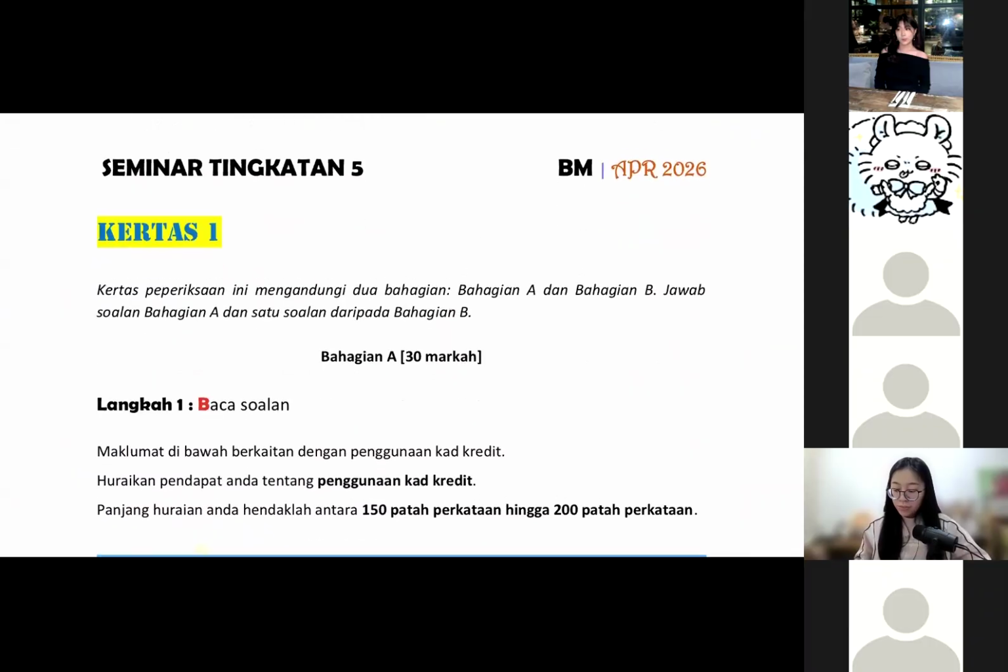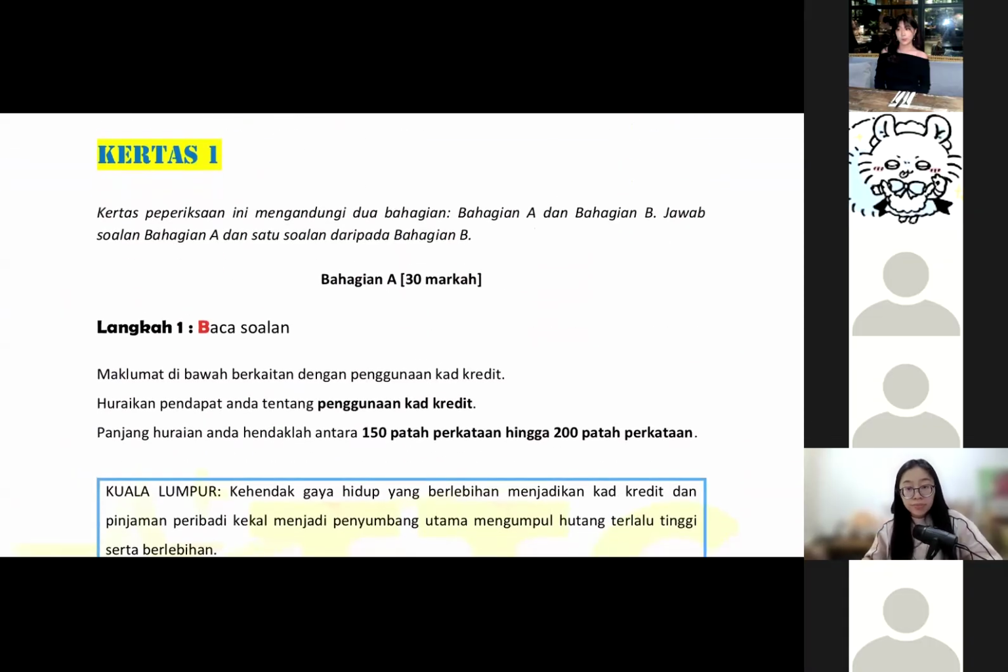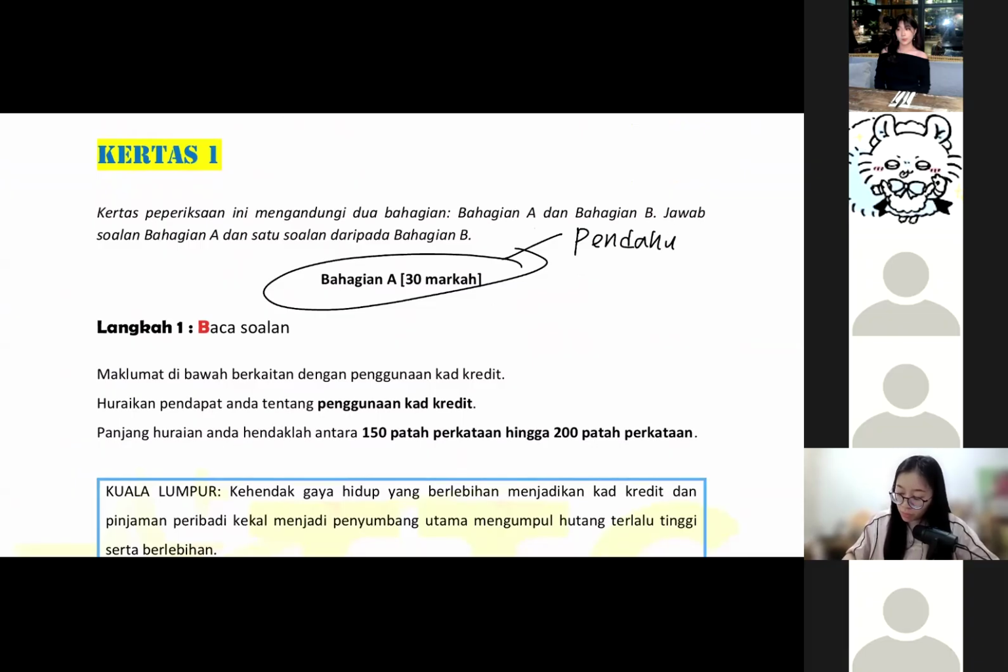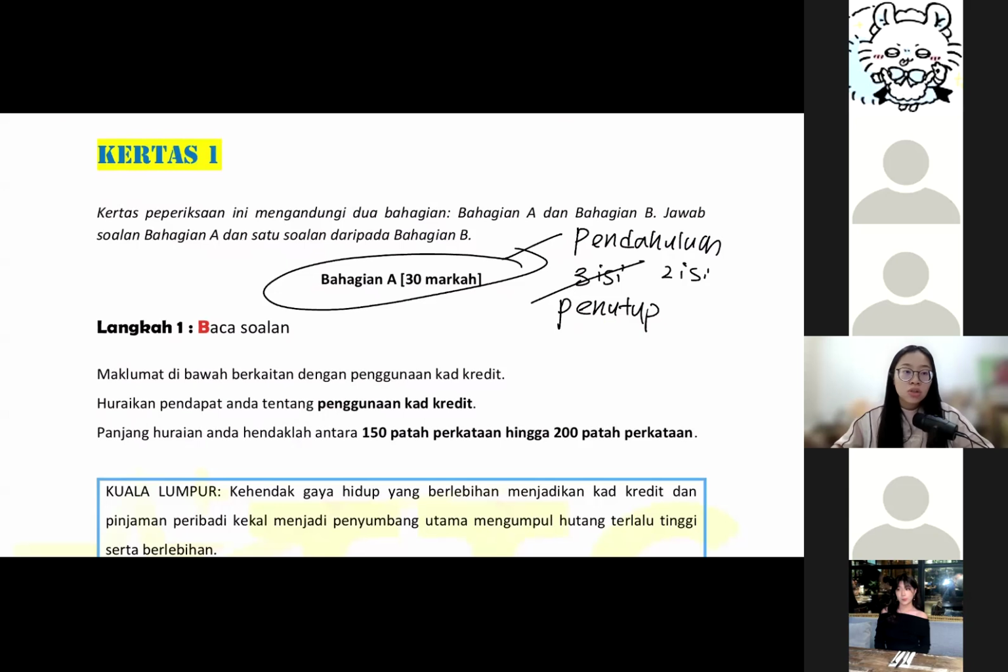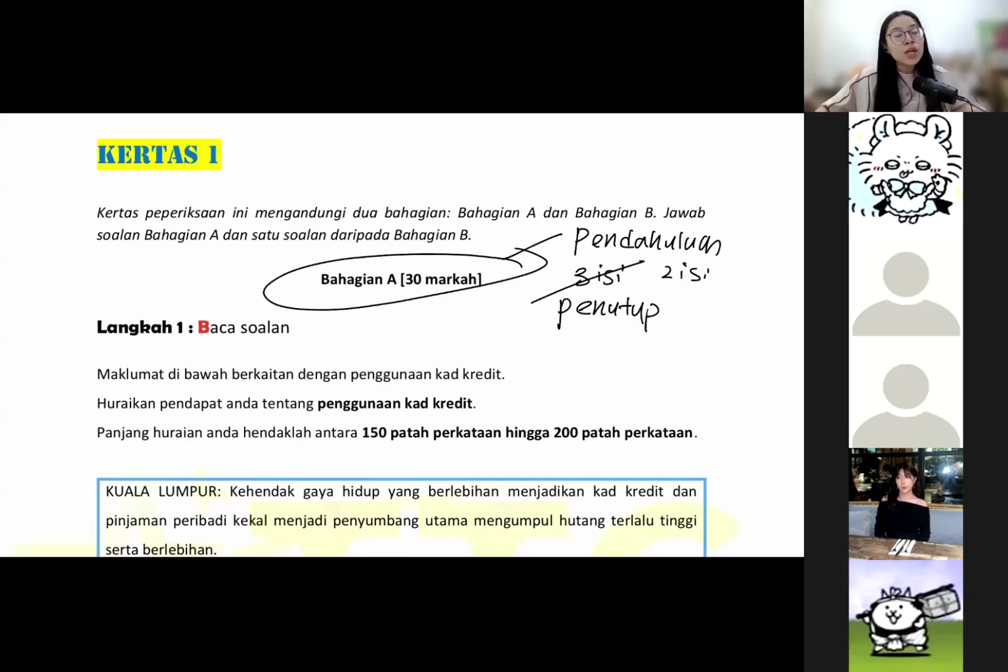Okay, now bahagian A, 30 markah. Normally we'll need you to write pendahuluan and then 3 isi plus 1 penutup. But some teacher will recommend you to write 2 isi because they scared you write too many huraian and then you exceed the word count, we're gonna deduct mark. So if you are the one who will write a lot, okay, write just 2 isi. If you are the one who needs words to support, okay, write 3 isi.